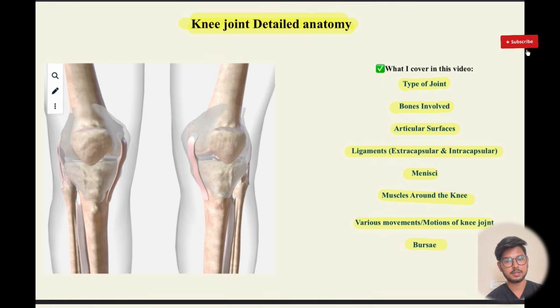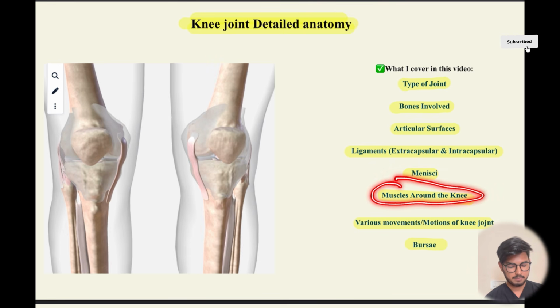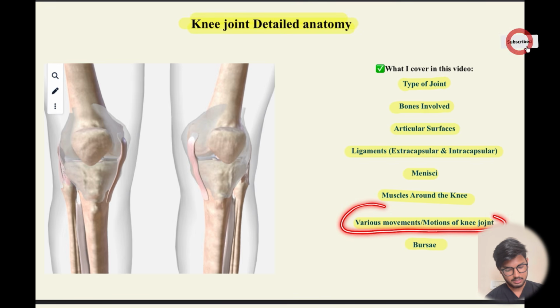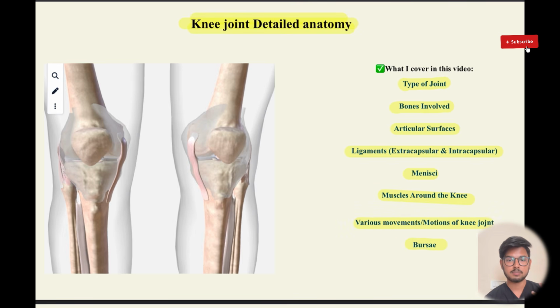Then we will talk about the menisci, then the muscles around the knee joint. I will be talking about the anterior compartment, posterior compartment, and the lateral compartment as well. Then we will discuss and see some videos about the movements and motions available in the knee joint, and in the end we will discuss the various bursae present in the knee joint. So without any further delay, let's start.